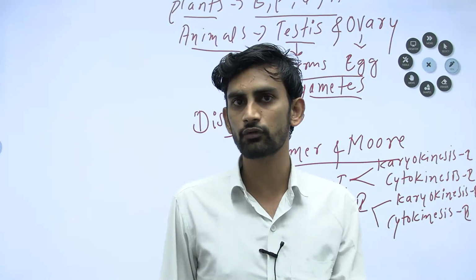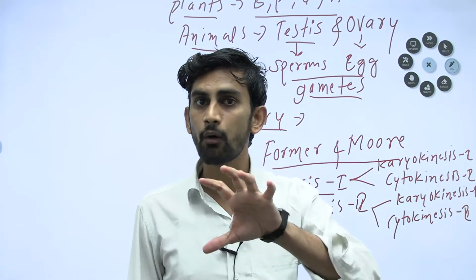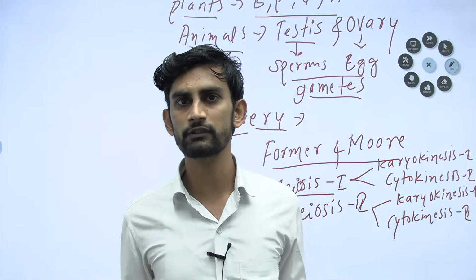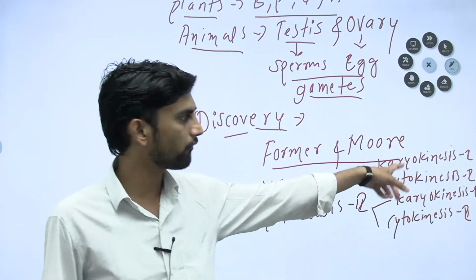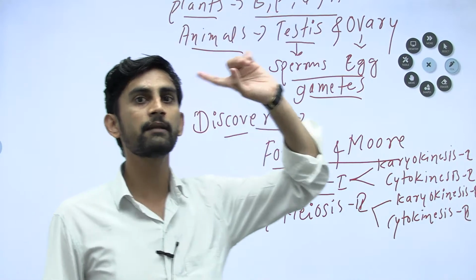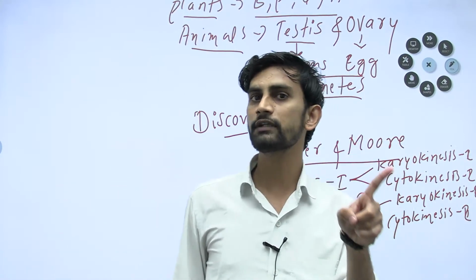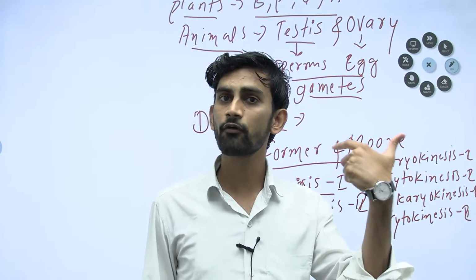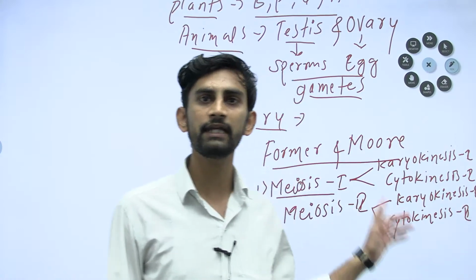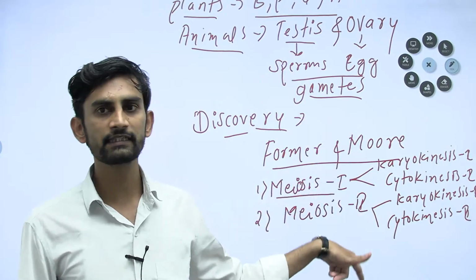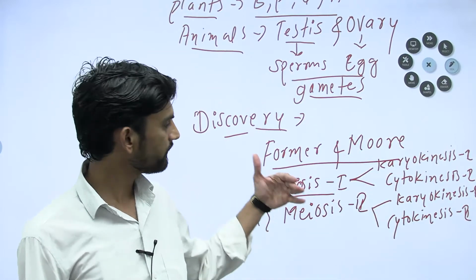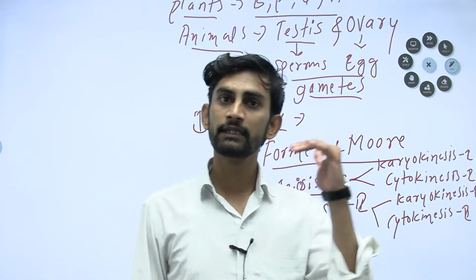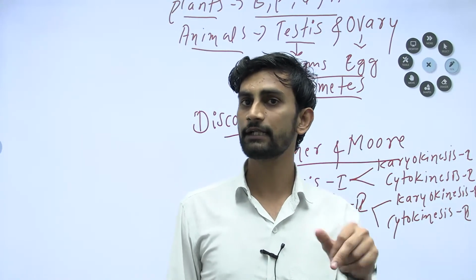In yesterday's class I already told you that, to avoid confusion between these different processes, I have given them the Roman numerals 1 and 2. Usually in mitotic cell division also, two main important processes are involved. What are those? Karyokinesis followed by cytokinesis. In a similar way, in meiosis 1, karyokinesis 1, cytokinesis 1. Finally in meiosis 2, karyokinesis 2, then followed by cytokinesis 2.